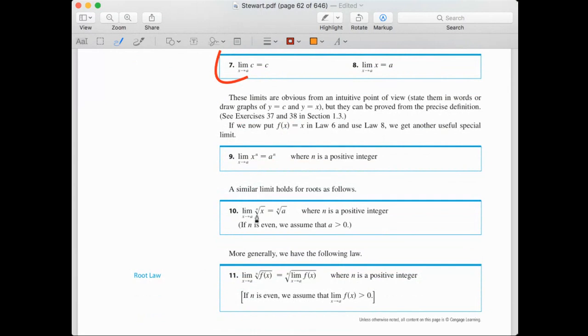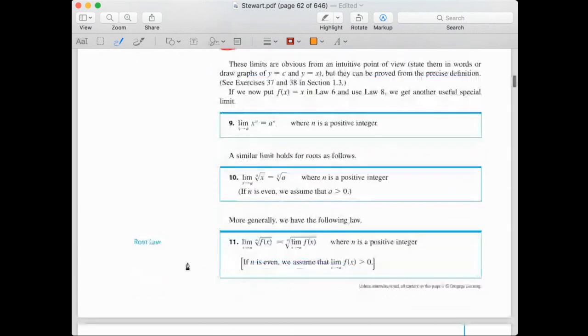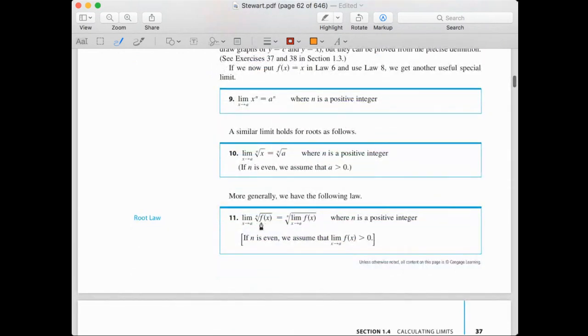Similarly, for the root, the nth root of the function, this is the nth root. We call this polynomial-like. It's not a polynomial, but we can write it as x raised to 1 over n, right? So it looks like a polynomial. Same thing for this. If we take the nth root of a function, then take a limit, that's the same as taking the limit first, then doing the nth root.